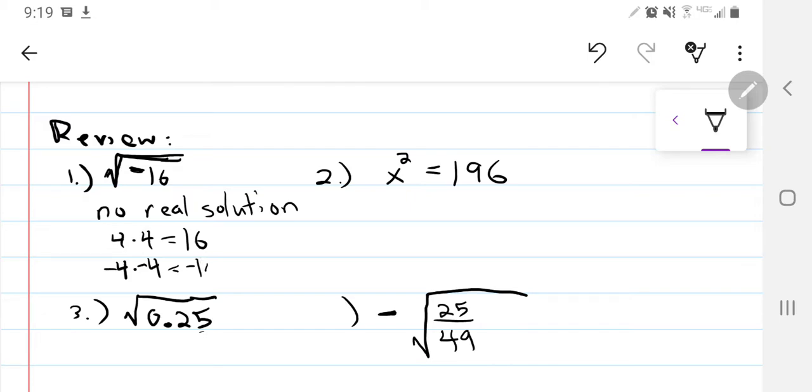If it did, then we wouldn't be writing no real solution. There we go. A negative times a negative also gives you a positive. So none of them equal negative 16.